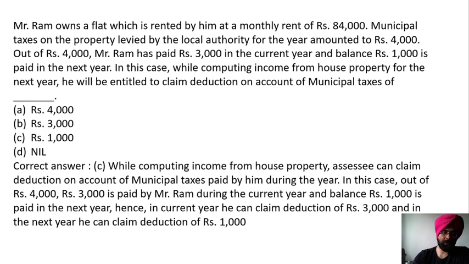Here the correct answer is C, that is, while computing the income from house property, the assessee can claim deduction on account of municipal taxes paid by him during the year. In this case, out of rupees 4,000, rupees 3,000 is paid by Mr. Ram in the current year, and the balance rupees 1,000 is paid in the next year. Hence, in the current year, he can claim deduction of rupees 3,000, and in the next year, he can claim deduction of rupees 1,000.